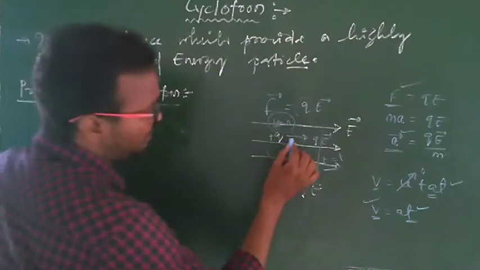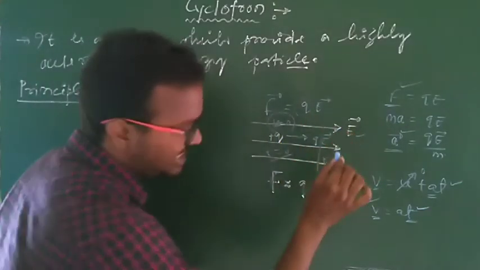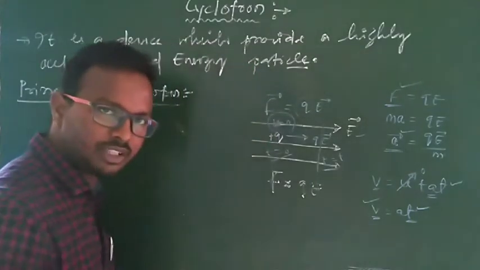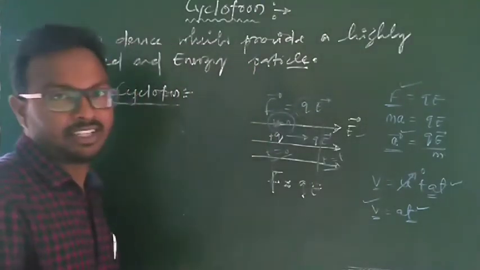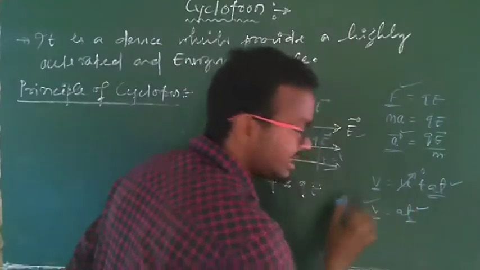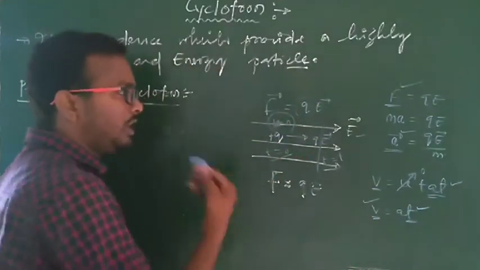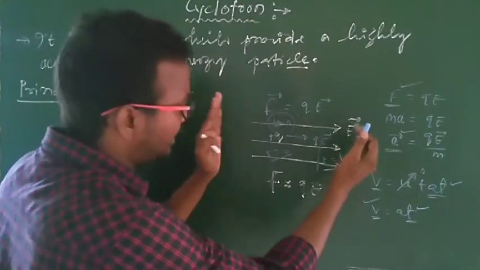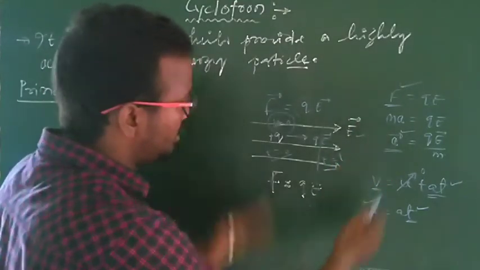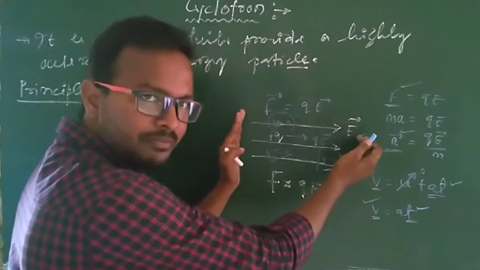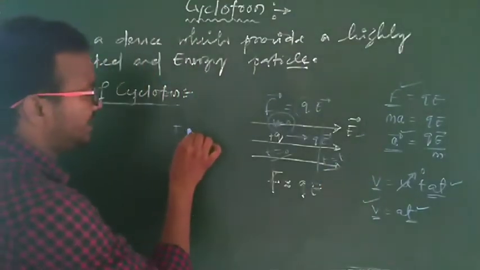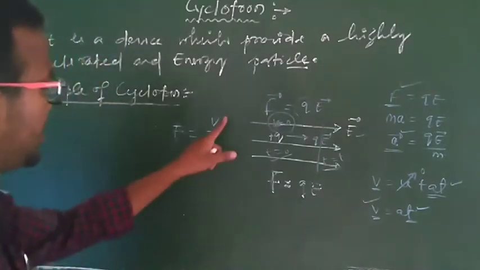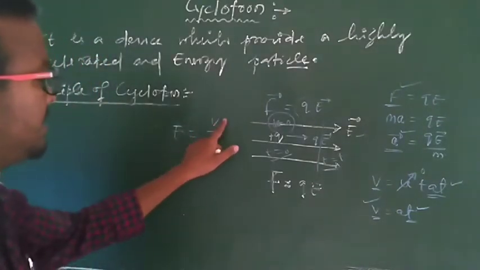Here the electric field only accelerates the charged particle along the direction of the electric field, but we need a high-speed charged particle. If time increases, then velocity increases. But when we use the instrument, which we will discuss later, the gap between the two systems is very small. We know the relation between potential and electric field, that is E equal to V by d.